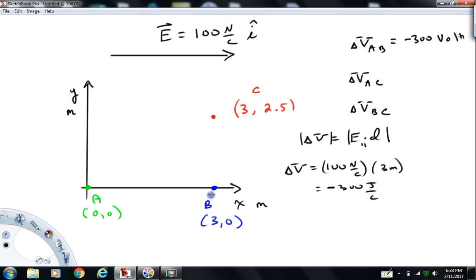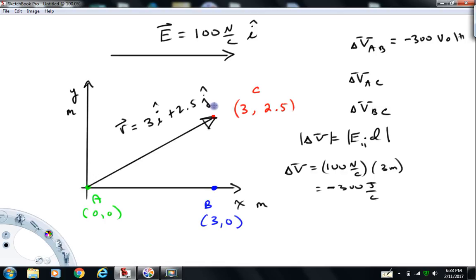All right, now the potential difference between A and C. When we're talking about A to C, now we're talking about a two-dimensional problem. So what I'm going to do is chat about this in the language of vectors. Imagine that we have a displacement vector that points from A to C, and I might give that vector a name like R. If I think about that vector in terms of components, it's 3 meters to the right and 2.5 meters high. So I could write this in unit vector form: 3i plus 2.5j, where these distances are in meters.